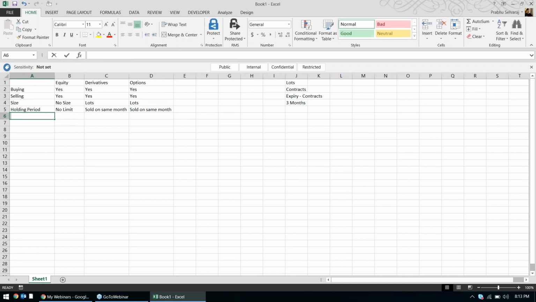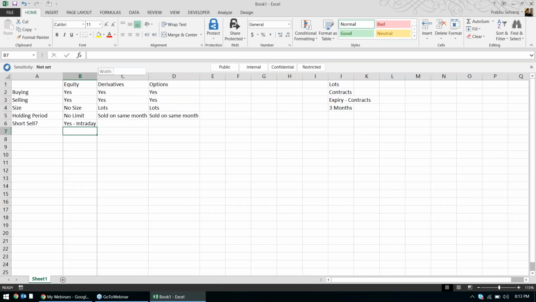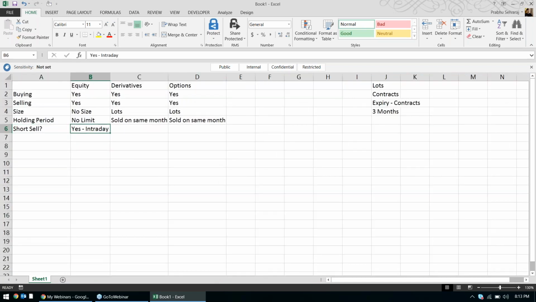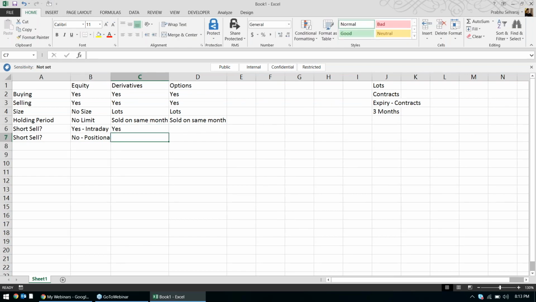Okay, can I short sell? Yes, intraday, and no for positional. In derivatives, can I short sell? Yes. What is short selling? Selling of shares without holding shares in our account. Can I short sell intraday? Yes. Can I do a positional short sell? Yes. Same for this also.